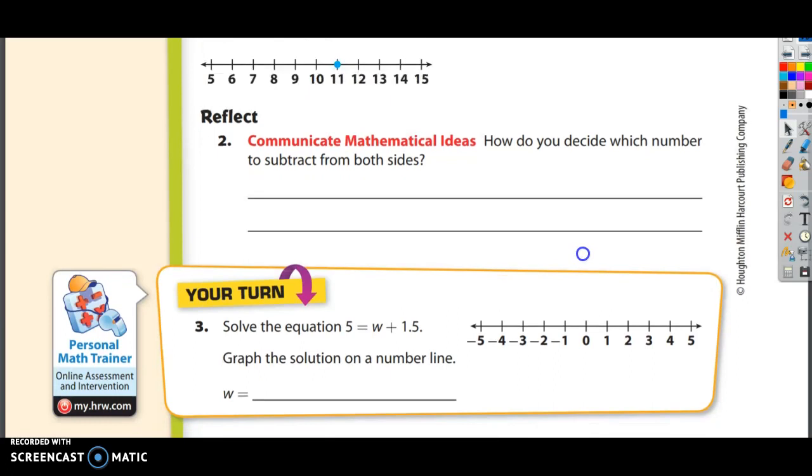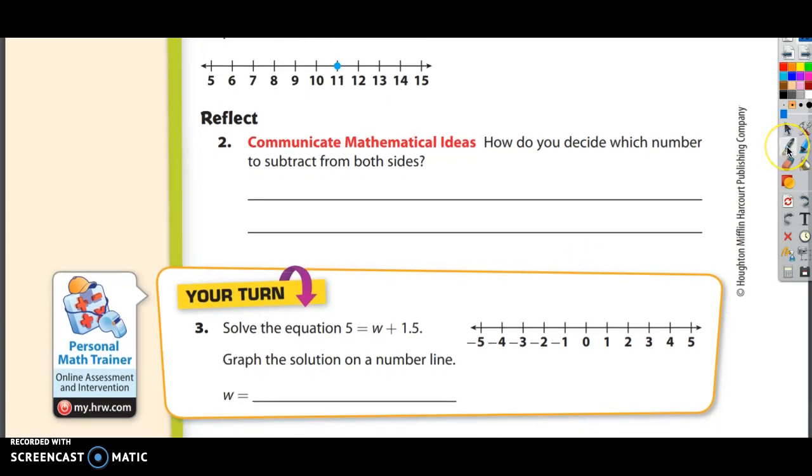Reflect, number 2. How do you decide which number to subtract from both sides? Well, what we want to do is isolate the variable. When we had a plus 15 is equal to 26, how do I decide what to subtract? I'm trying to get a by itself. So to isolate the variable, I've got to get rid of this number right here.